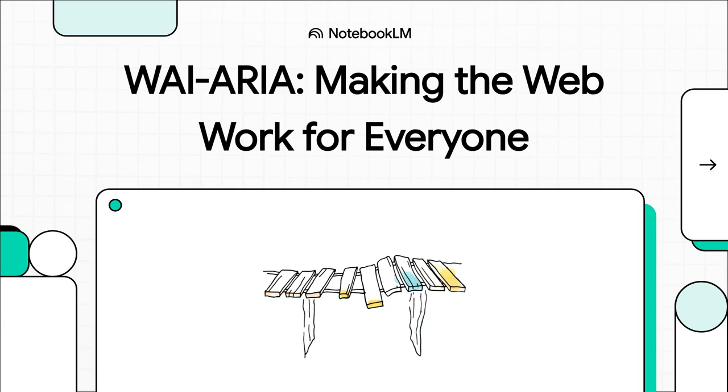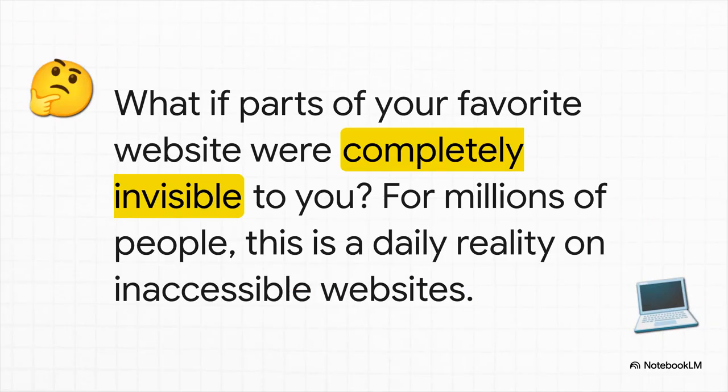All right, let's talk about one of the biggest paradoxes on the modern web, a technology called WAI-ARIA. Now, it was designed to make websites work for literally everyone. But here's the catch, if you use it wrong, it can make things so much worse. So how do we get it right? Let's dive in. I want you to imagine this for a second.